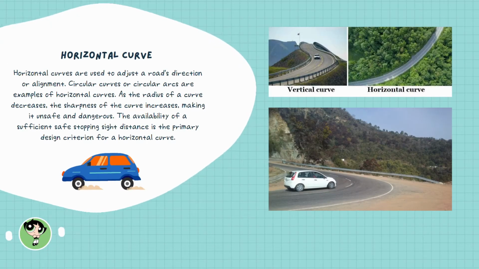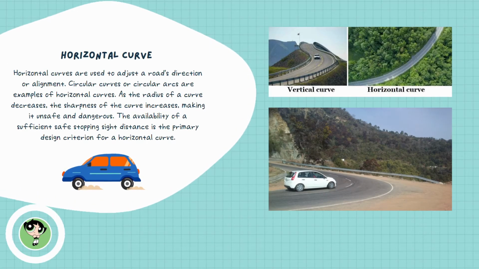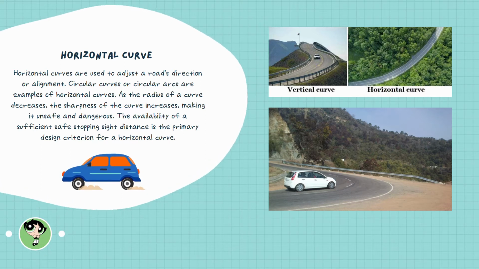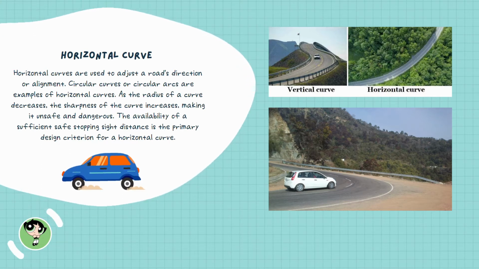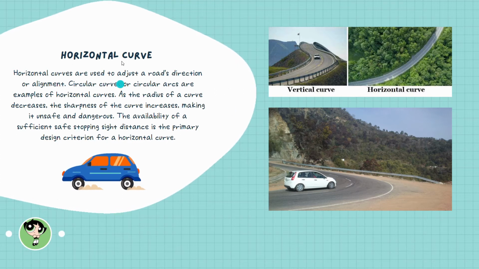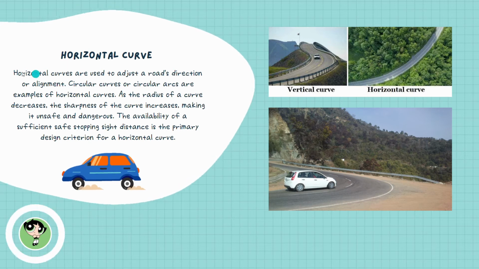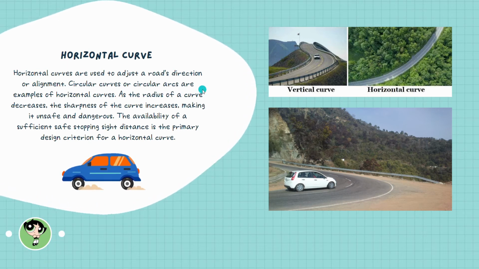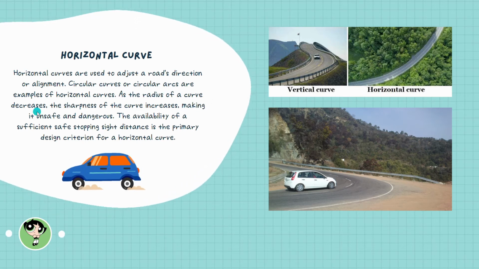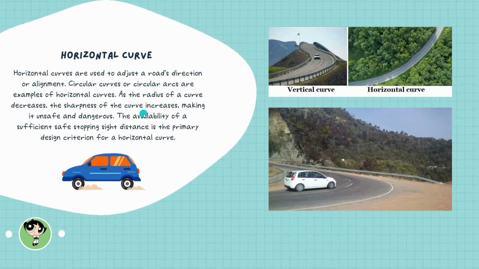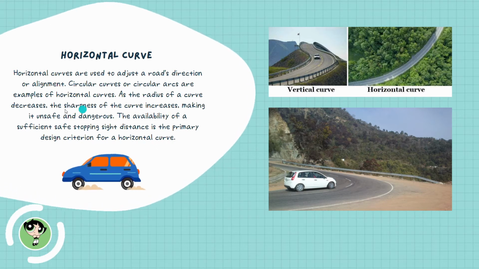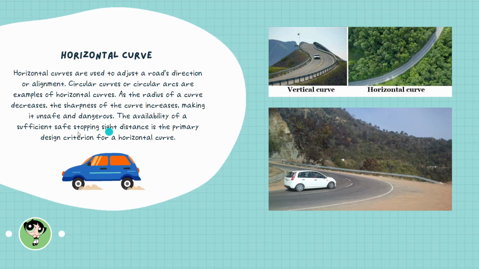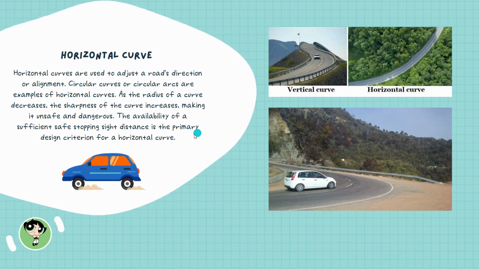So we have here two ways to solve a route survey. We have horizontal and vertical survey. Vertical curve. So we have here the horizontal curve. Horizontal curves are used to adjust a road's direction or alignment. Circular curves or circular arcs are examples of horizontal curves. As the radius of the curve decreases, the sharpness of the curve increases, making it unsafe and dangerous. The availability of a sufficient safe stopping sight distance is the primary design criterion for a horizontal curve.